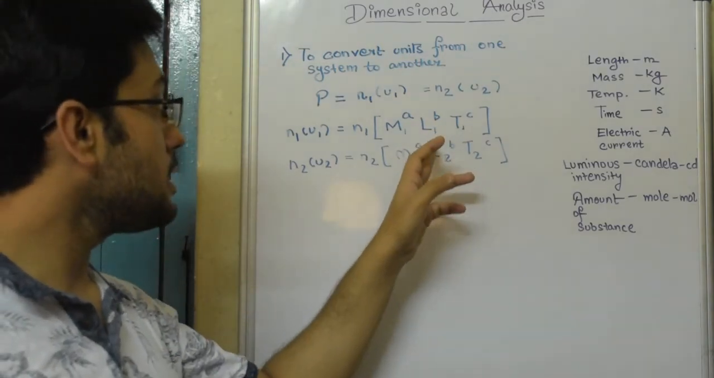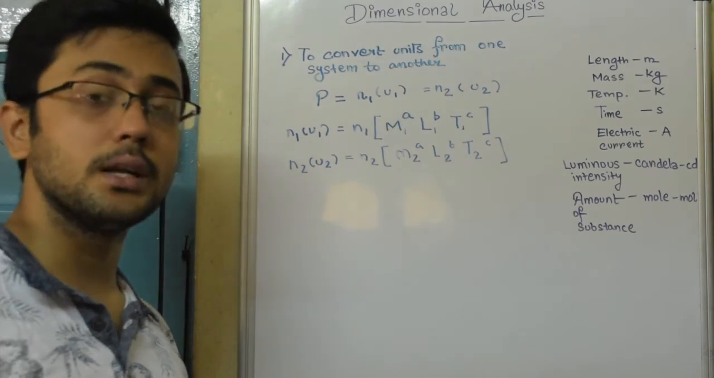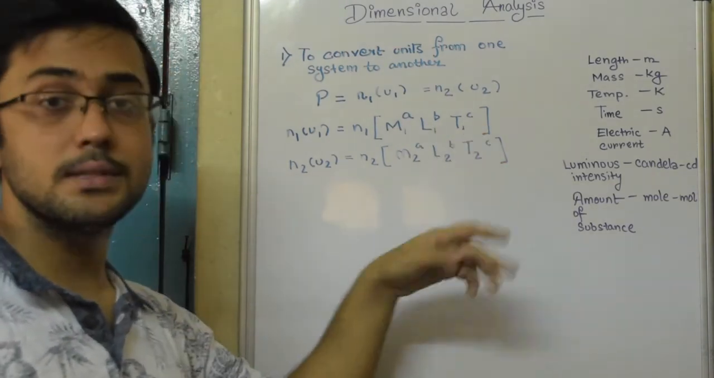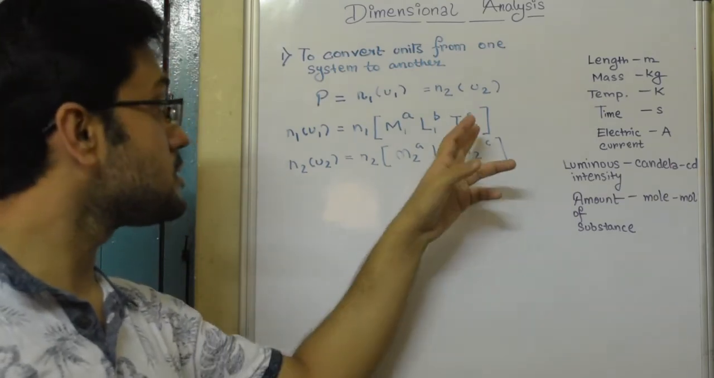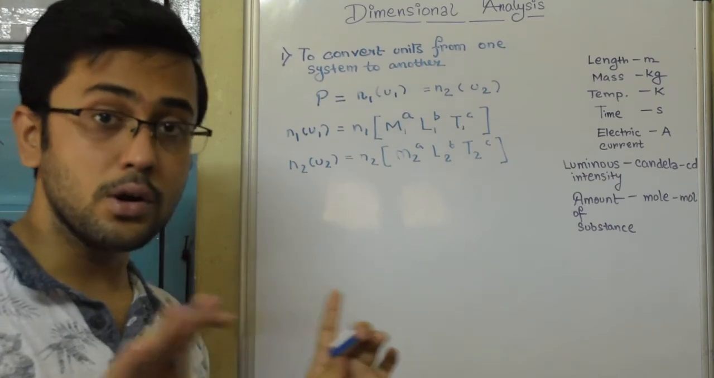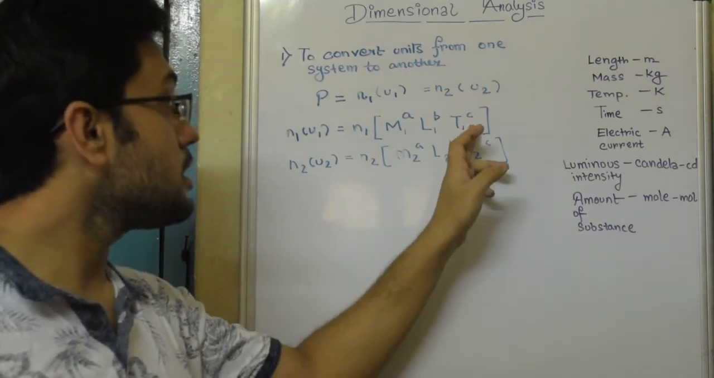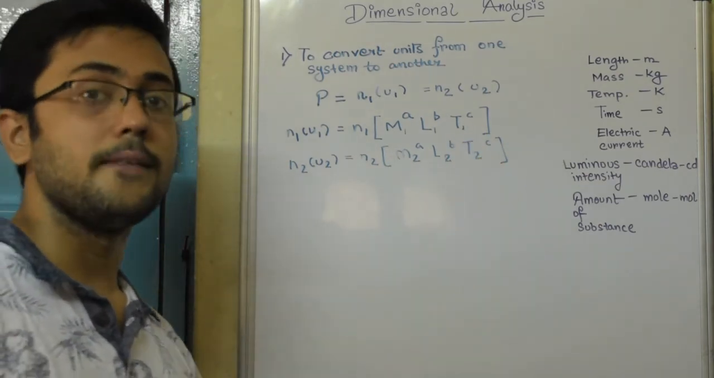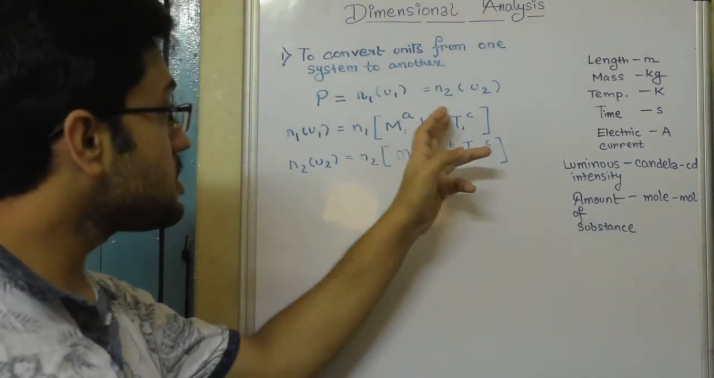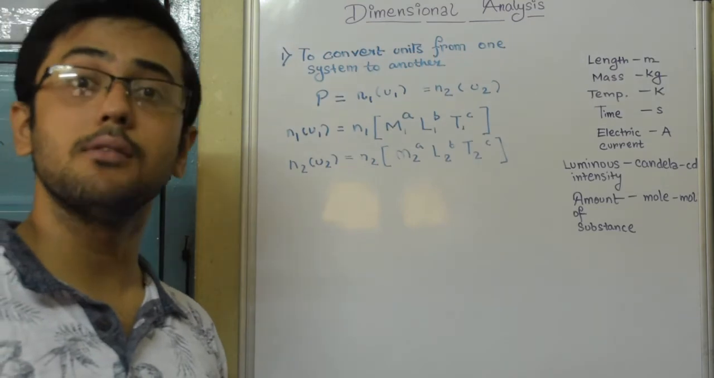For example, the length in both the systems can be meter, but it may be so that this is meter and this is kilometer. Or the time can again be the same in both the cases, but it may be so that this time is second and this time is minute. So in order that we do not lose generality, we have taken T1 and T2, the separate ones. That is the best possible general case. And if you look, the powers are A, B, C for both of them. The powers remain the same.